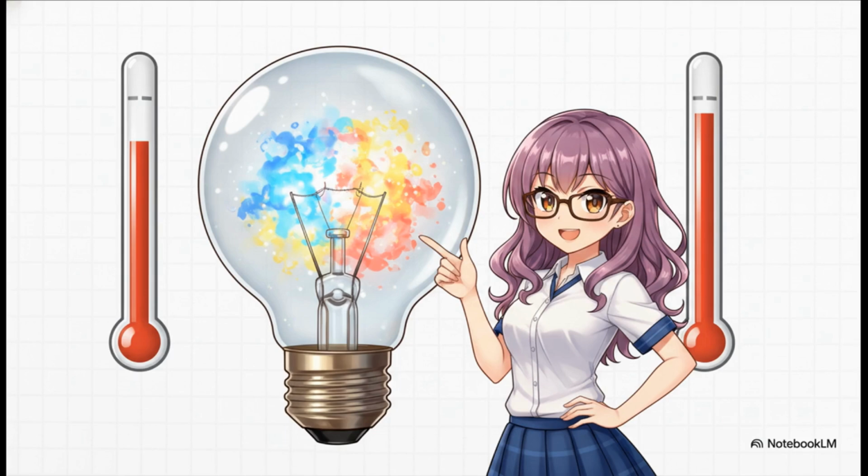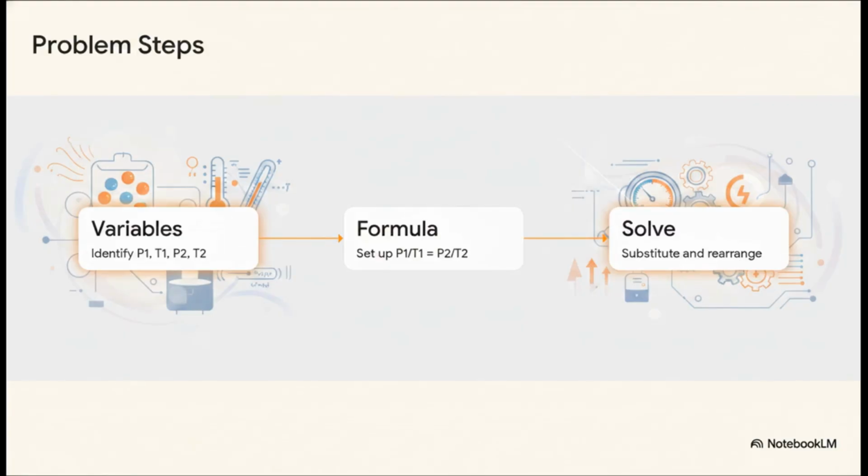Right away, you should be spotting the clues here. We are dealing with a rigid fixed volume light bulb, so that's a massive flashing sign that this is a pressure law question. And wonderfully, the temperatures provided are already in Kelvin. No Celsius trap today. Let's just methodically break this down.